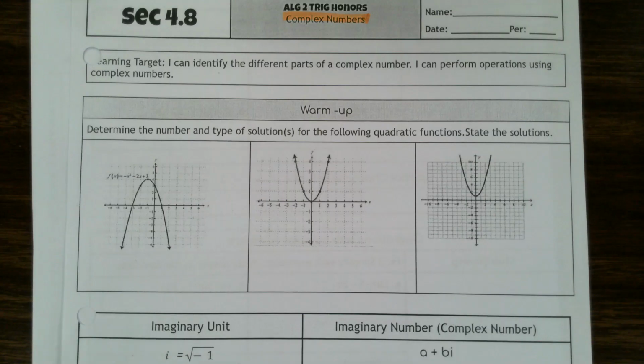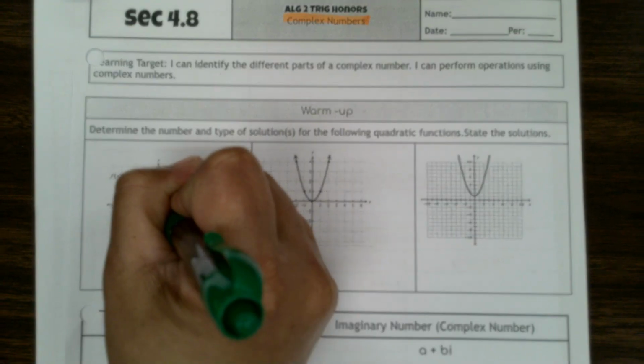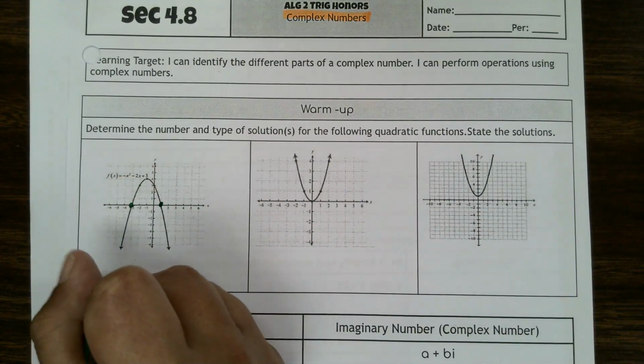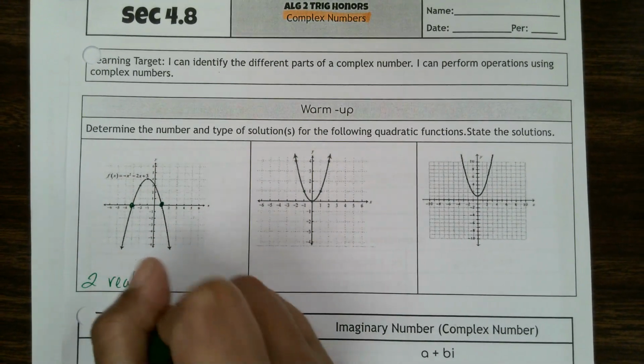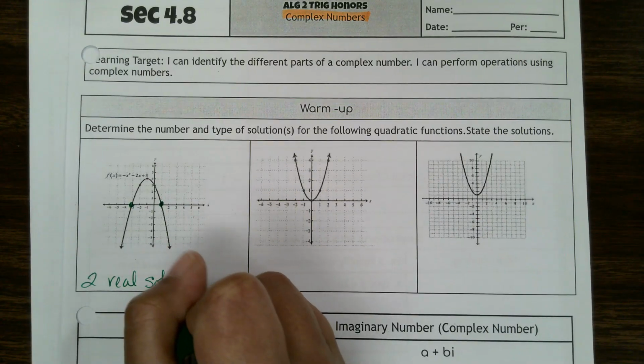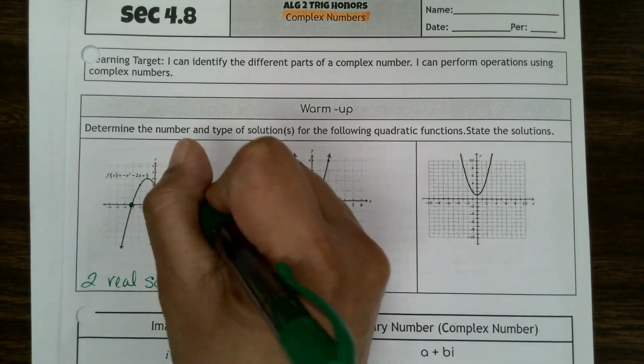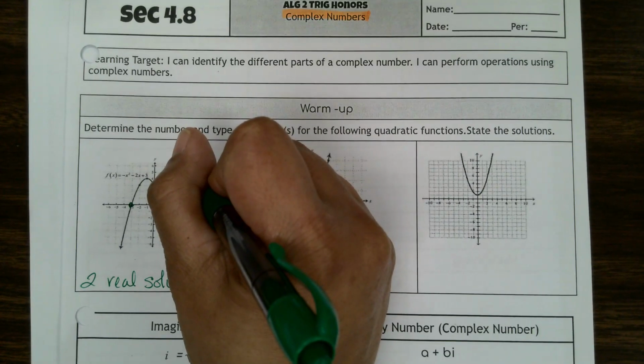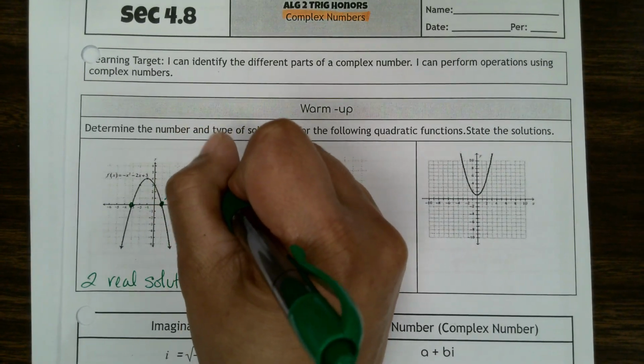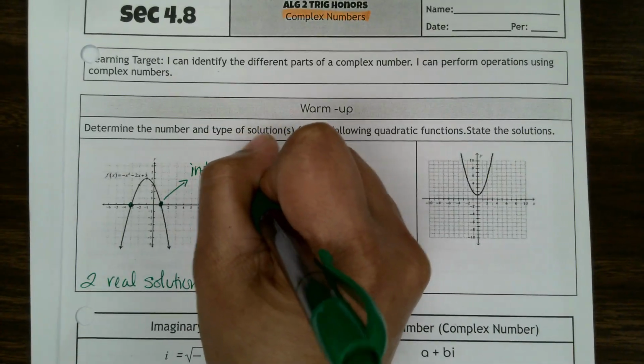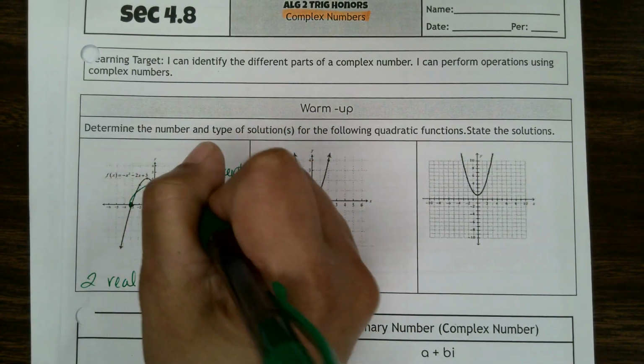Just be honest with yourself. Pause the video and see if you can answer it yourself. Okay. So for the first one, you should have answered 2 real solutions. Now, why was it 2 real? Due to the fact that it touches the x-axis twice, this one and this one.